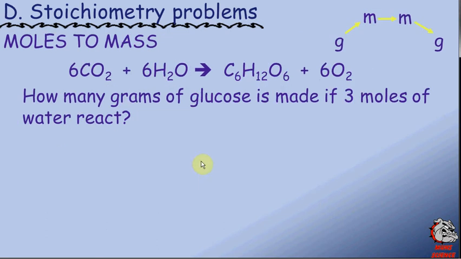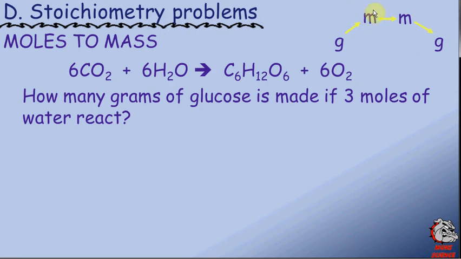So let's continue on. Example problem number 2. I'm going to use the photosynthesis equation here, give it to you balanced. We got our little mnemonic up here at the top. Question is, how many grams of glucose is made if 3 moles of water react? Well, our given is 3 moles of water. So we're going to start with moles on this side.